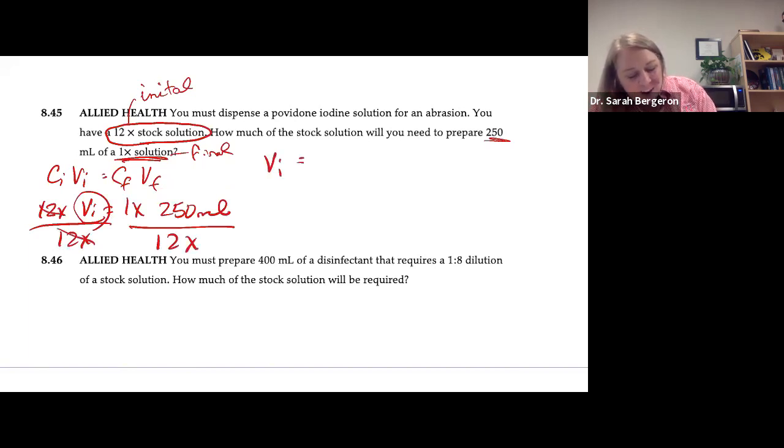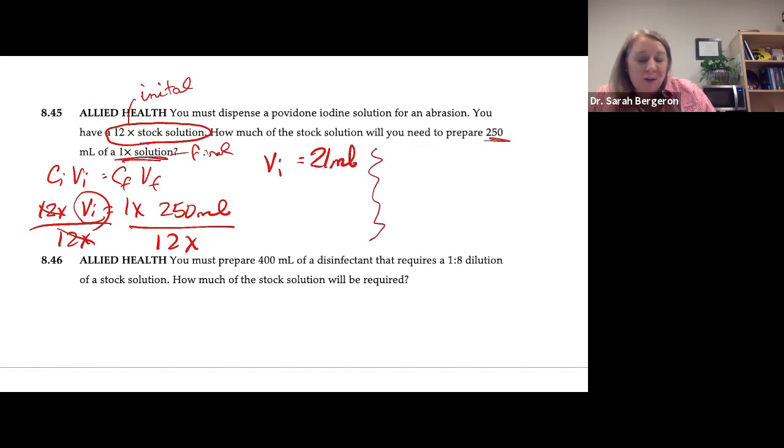So VI is 250 divided by 12. So you should get 21 milliliters of my stock. This is how much I need to prepare my 250 milliliter solution. So I would put 21 milliliters in, and then I would fill it up to 250 milliliters. So that's one way that you can do it.